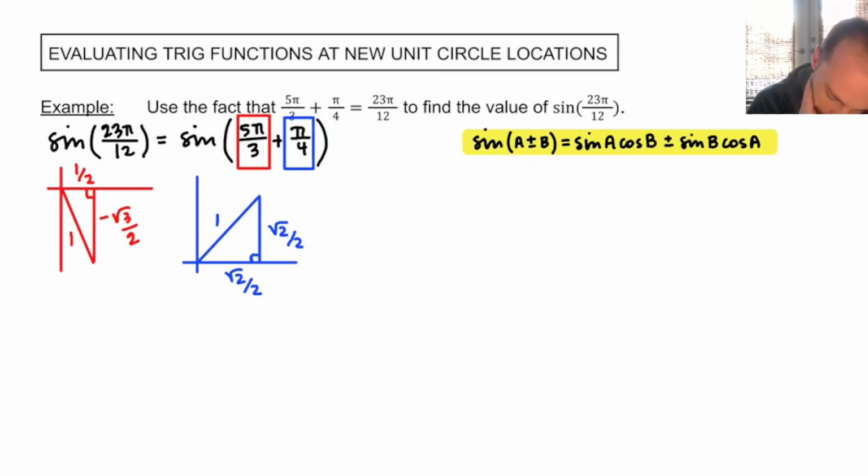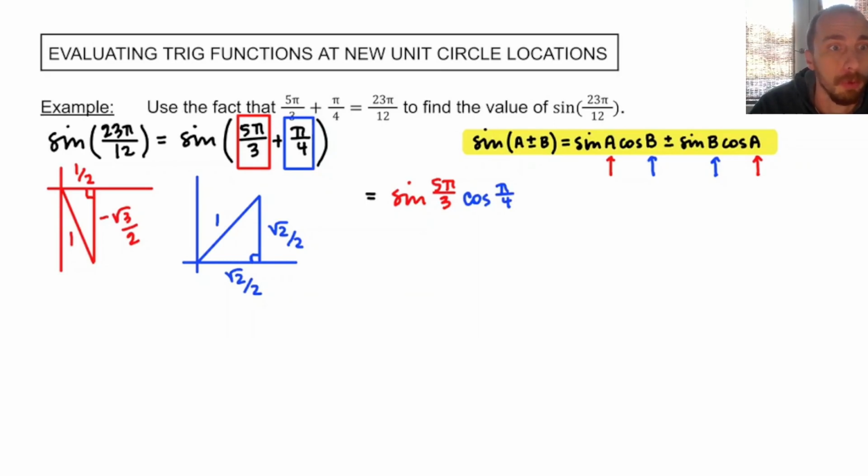Now, when I go to apply the formula, wherever I see A, I'm thinking about the red triangle, and wherever I see B, I'm thinking about the blue triangle. So I've got the formula, I'm ready to go. This equals sine of A, which is sine of 5 pi over 3, cosine of pi over 4. Now it says plus or minus, which is the same plus or minus as before. I was adding inside the sine, so it's sine 5 pi over 3 cosine pi over 4 plus sine of pi over 4 times cosine of 5 pi over 3.